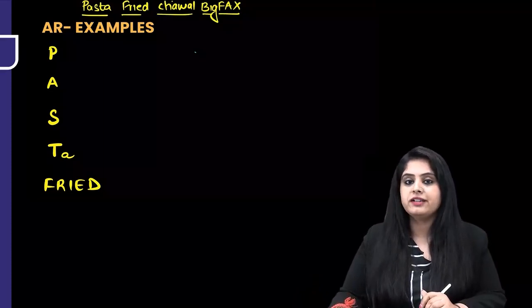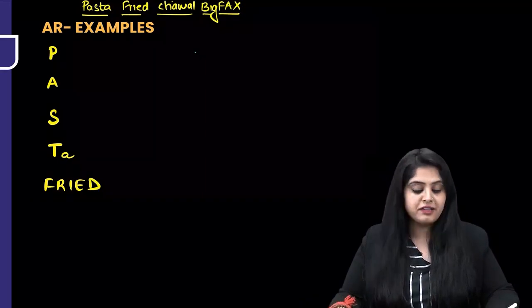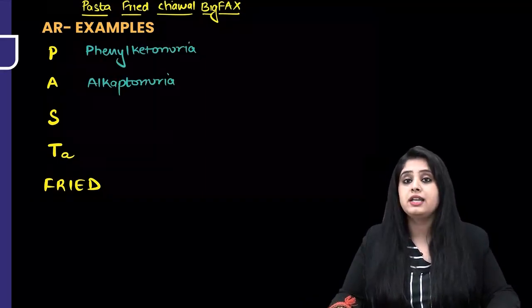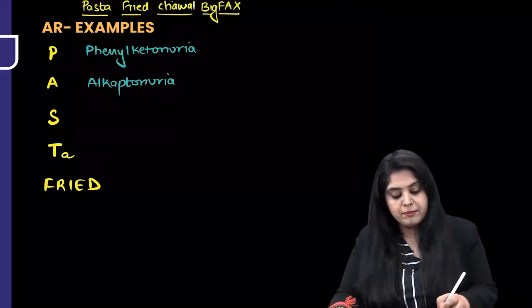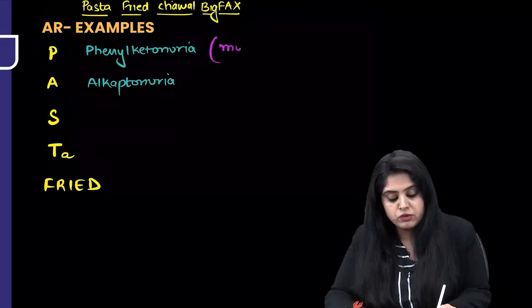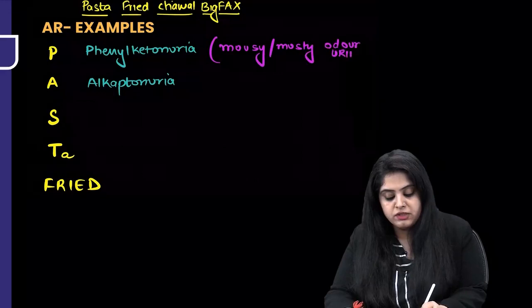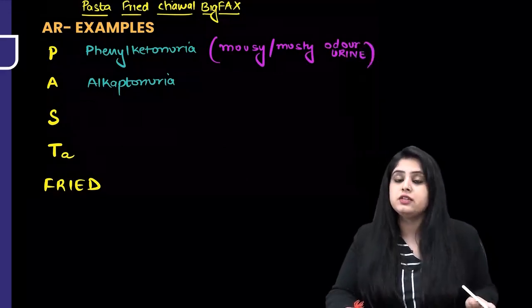So let us start with pasta first. As you will study, the first two diseases are enzyme deficiencies, phenylketonuria and alkaptonuria. I hope you remember they have one very famous urine problem. Phenylketonuria is going to result in a mousy or a musty odor in the urine, which is very characteristic for phenylketonuria.